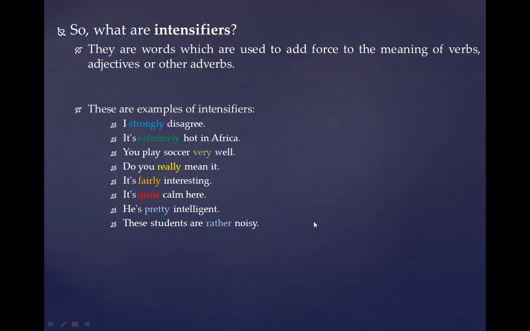So, what are intensifiers? They are words which are used to add force or power to the meaning of verbs, adjectives, or other adverbs. These are examples of intensifiers. I strongly disagree. It's extremely hot in Africa. You play soccer very well. Do you really mean it? It's fairly interesting. It's quite calm here. He's pretty intelligent. These students are rather noisy. All the words in colors are intensifiers, and they have different intensity.